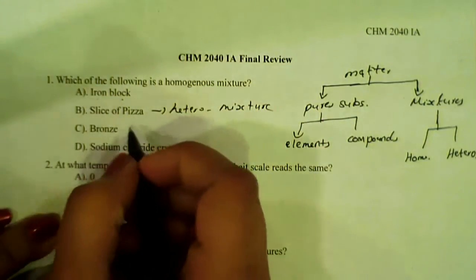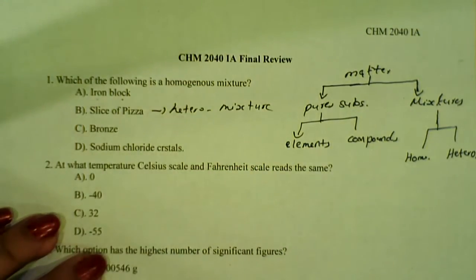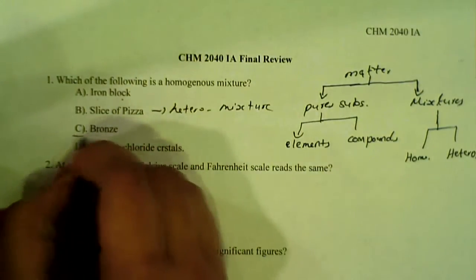What about bronze? It's an alloy of two metals. But alloys have a homogeneous composition, so you can find the same percentage of each element in every section of that substance. So our answer is going to be C, bronze.